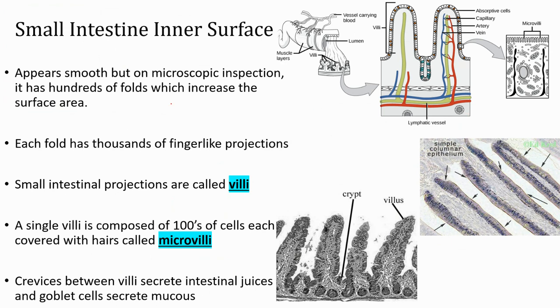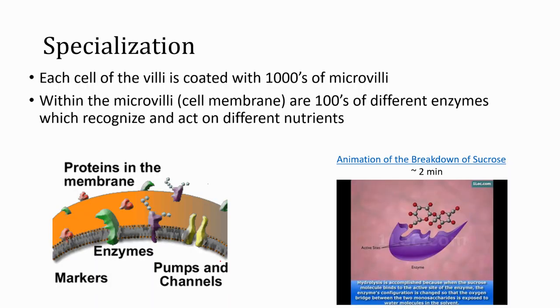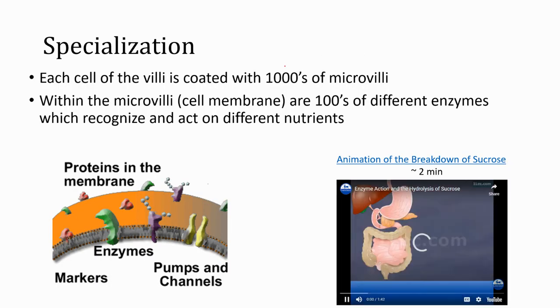So you can see here that inner surface of that small intestine. It appears smooth, but it has hundreds of folds which increase the surface area. Each fold has these thousands of finger-like projections called villi. And then even the villi are composed of hundreds of cells, each covered with microvilli. All of this helps increase surface area. The crevices between the villi secrete those intestinal juices. We've already looked at that, and those goblet cells secrete mucus. Each cell of the villi, again, like we said, is coated with thousands of microvilli.